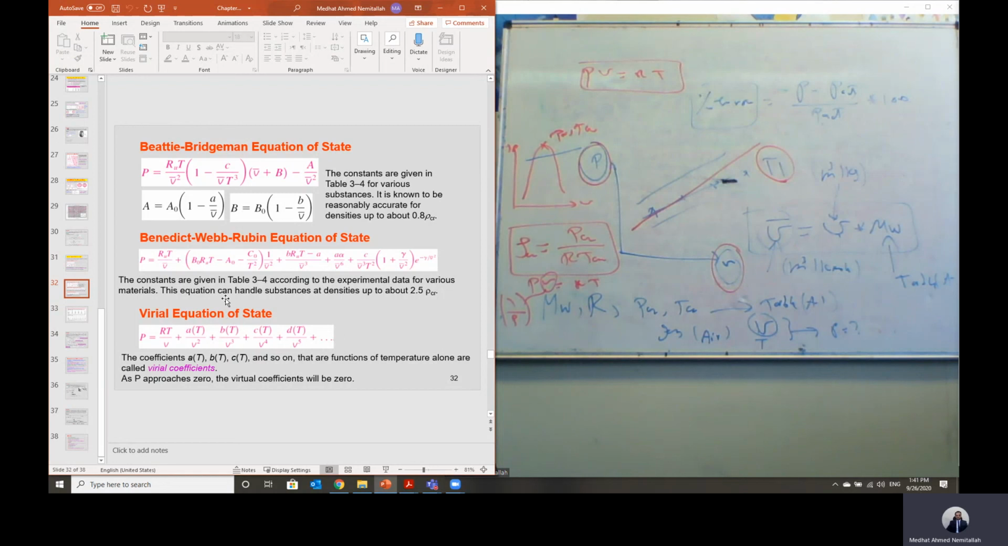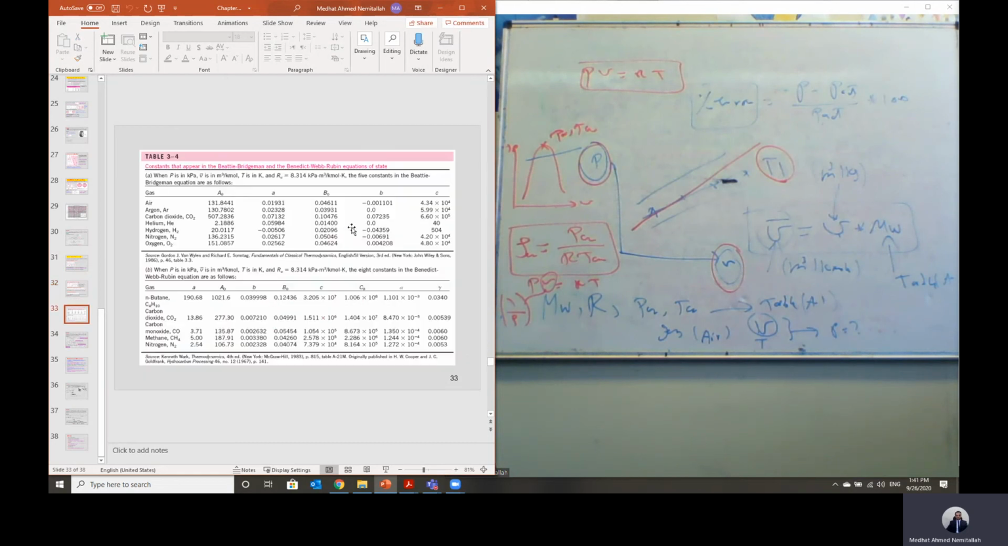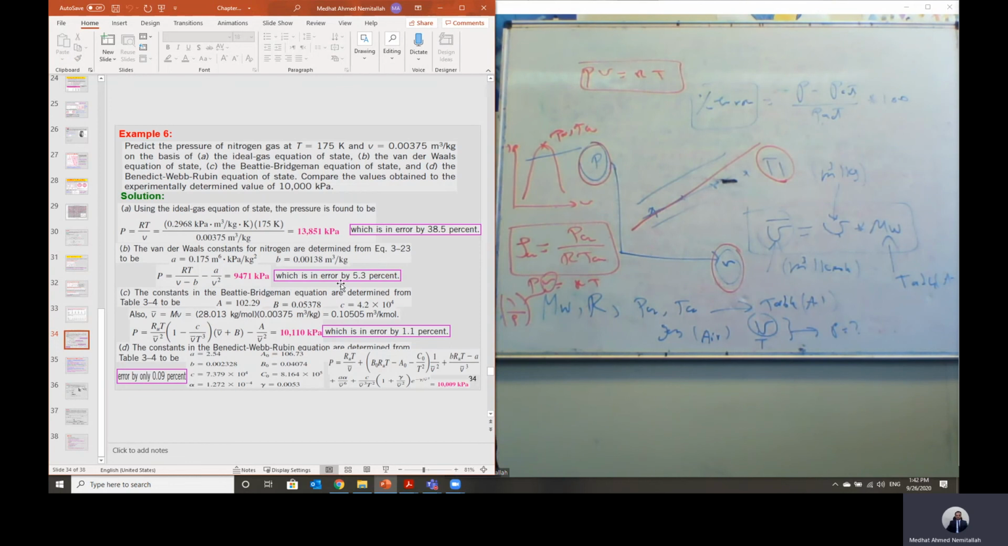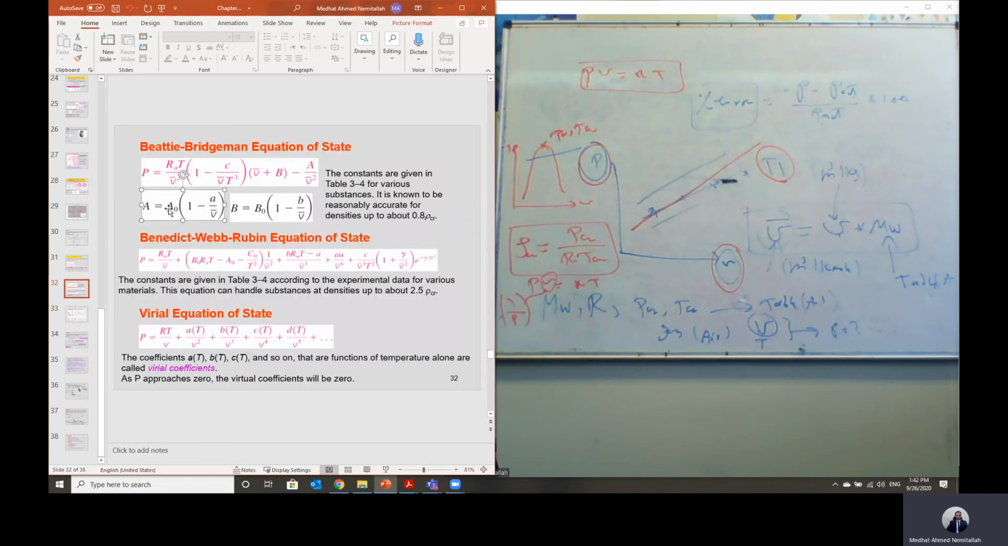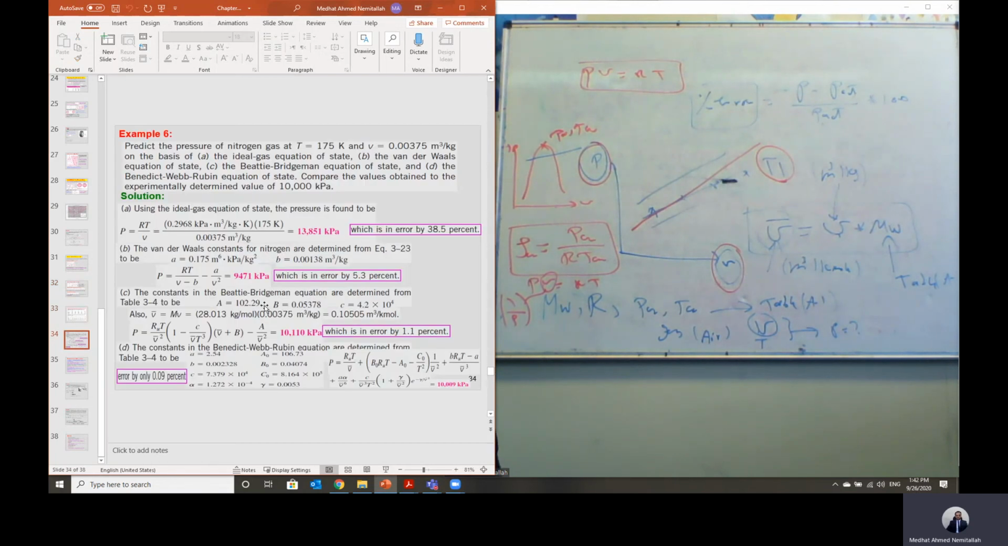Then I apply the Beattie-Bridgman equation. This equation is a function of A0, small a, B0, small b, and the constant c. We can get all of these constants from table A34 for nitrogen. Where is nitrogen? This is nitrogen. We can read all of these constants here. Then we substitute into the Beattie-Bridgman equation. We calculate the term A, a function of A0 and small a, and B, a function of B0 and small b. Small c is given in the table.